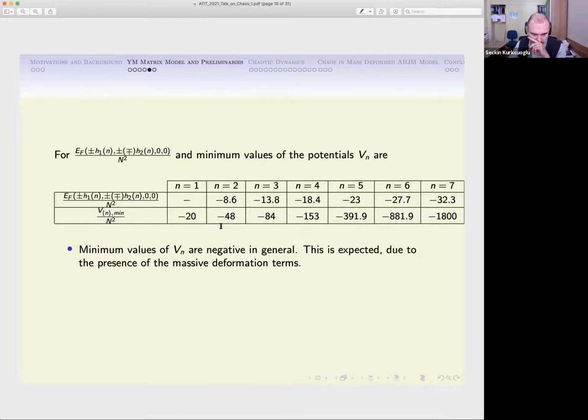But the energies of these fixed points, as you can see, are increasing and at a much higher level than the minimum of the potential. So the potential minimum or value of the potentials are negative in general. That's because of the massive deformation terms, and in particular that's because the masses are tachyonic.